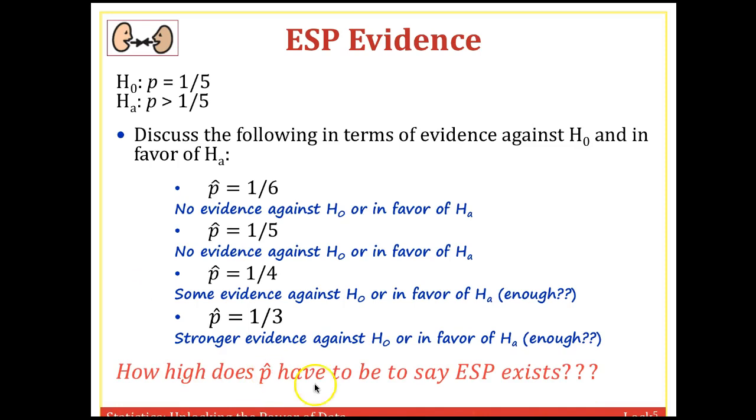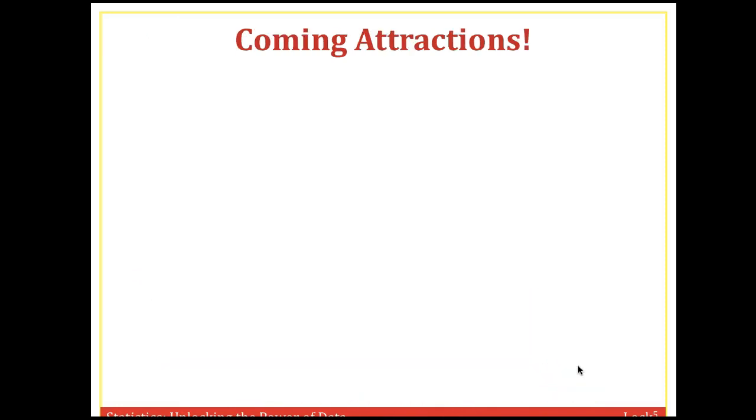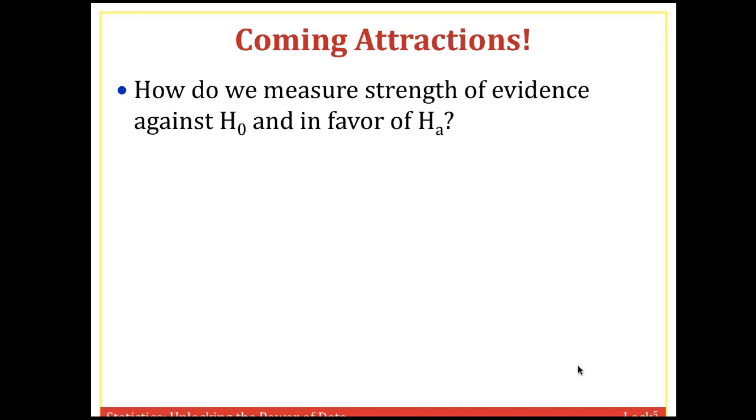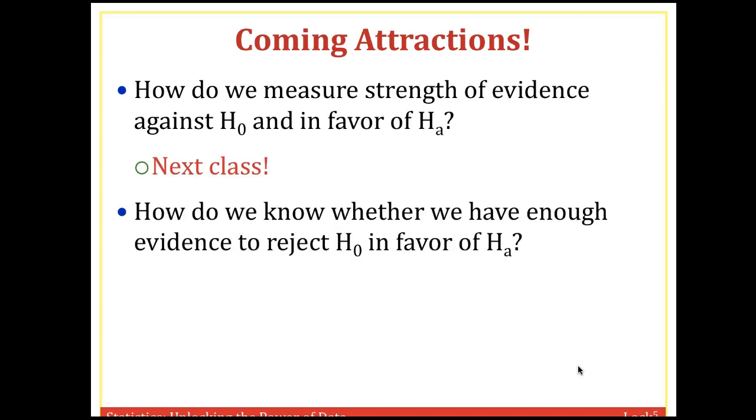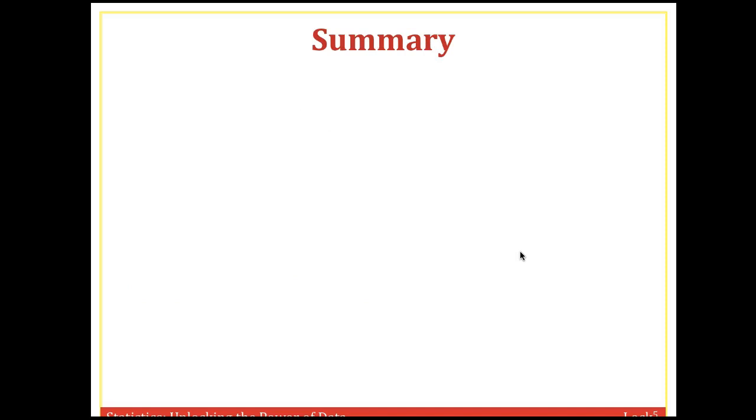So how high does p hat have to be to say ESP exists? Well, that is coming up. We're going to talk about that in later sections in Chapter 4, and actually throughout the rest of the semester. How do we measure the strength of evidence against the null and in favor of the alternative? We'll talk about that in 4.2. And how do we know whether or not we have enough evidence to reject H0 in favor of HA? That'll be in 4.3, and we'll talk about that in 4.4 also.